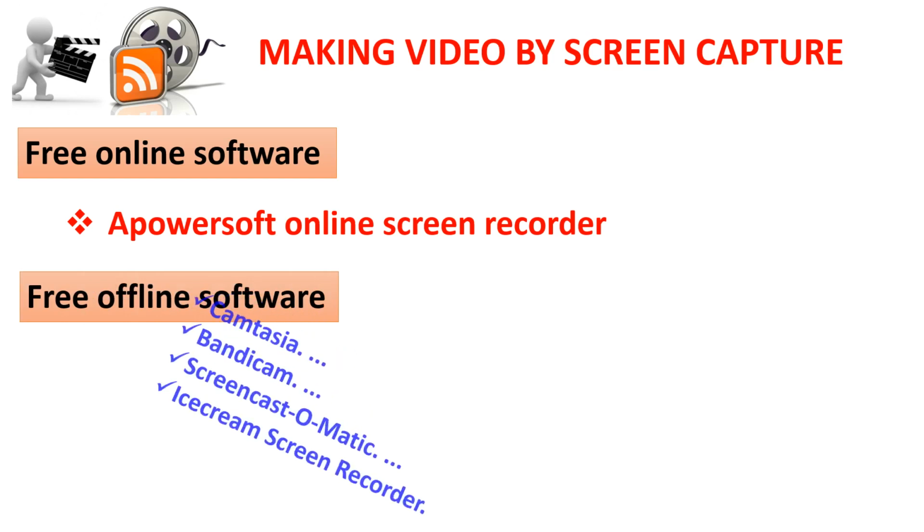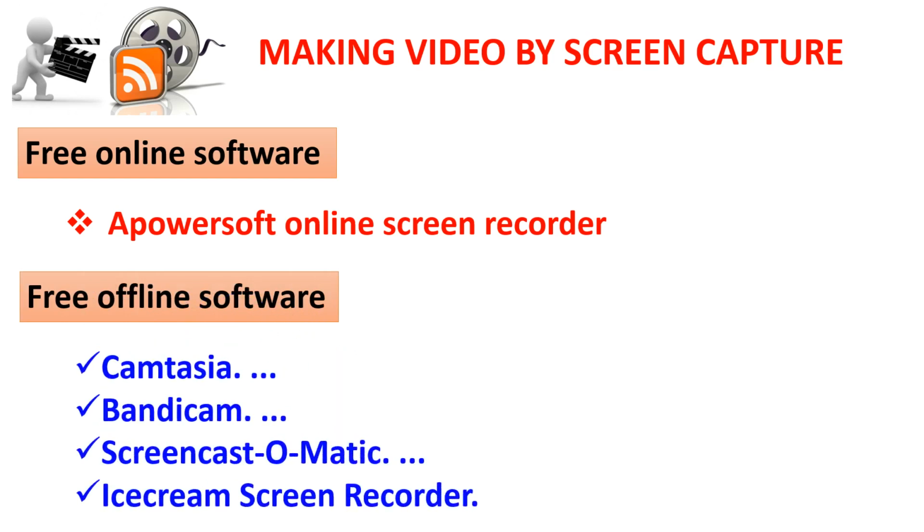And there are free offline softwares also. I have mentioned some of them: Camtasia, Bandicam, Screencast-O-Matic, Ice Cream Screen Recorder. Here you have to download the software, but there may be 2 or 3 versions. Some of them will give you only a 30-day free trial. In some of them you will have only a 10 minute restriction for recording. So many restrictions are there. Now in this video I will show you one more free offline software which has fewer restrictions.